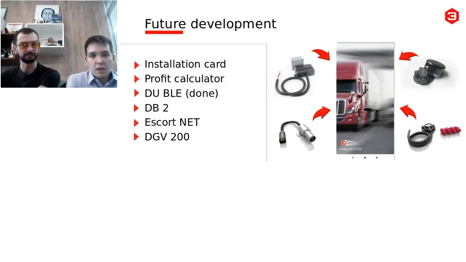Also, the Escort Net system will be added to the app, as well as our DGV 200 sensor, which is an ultrasonic proximity sensor. But when this will be done, it's really hard to say because our developers' workload is really huge actually. But in plans, yes, we have that.